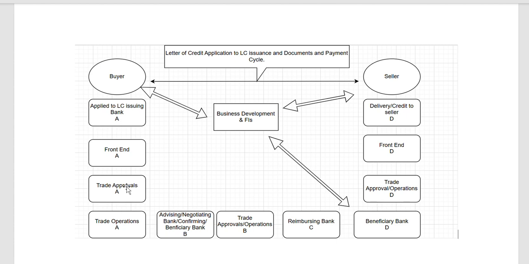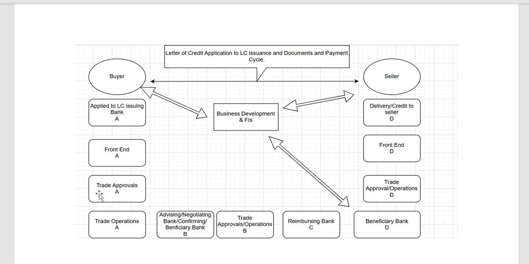So if any fixed deposits are maintained with the bank, they will block the fixed deposit and they will issue the LC, or they will provide 100% cash cover or 110% cash cover. They will deposit some funds to the bank account, and those funds will be blocked, and the buyer cannot withdraw the funds until the full life cycle of the LC is completed, right? That will depend totally upon the agreement between the issuing bank and the buyer.